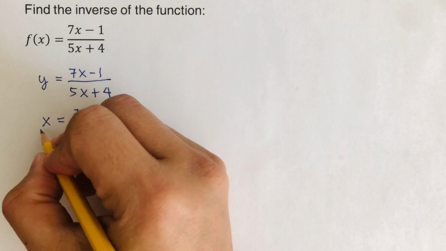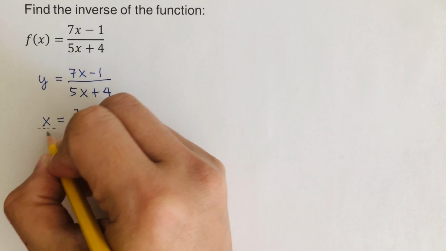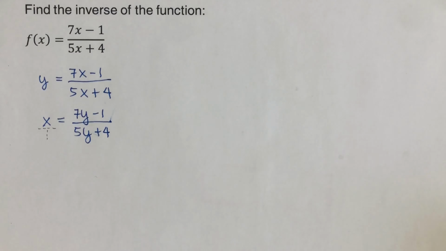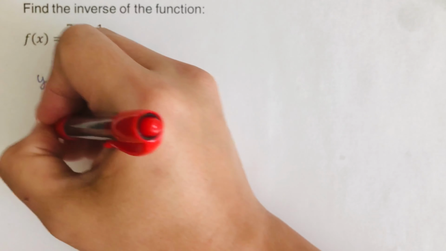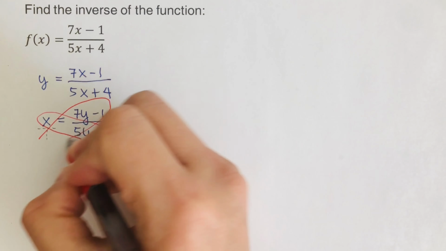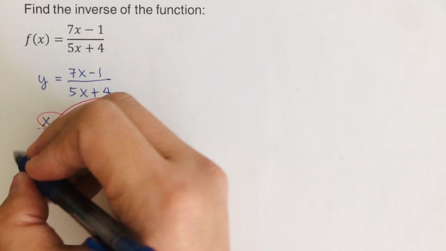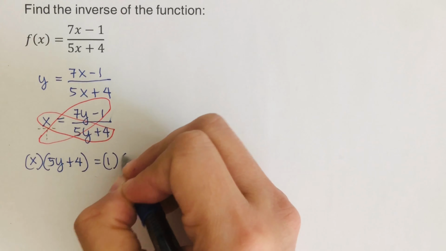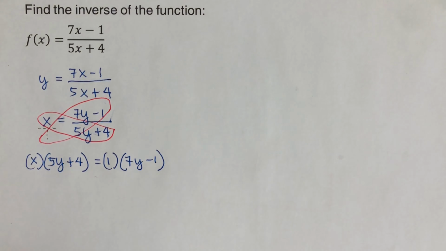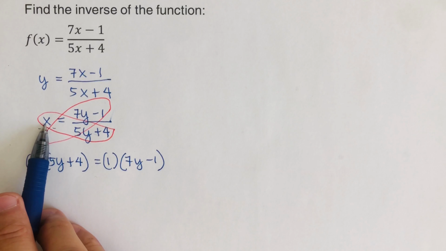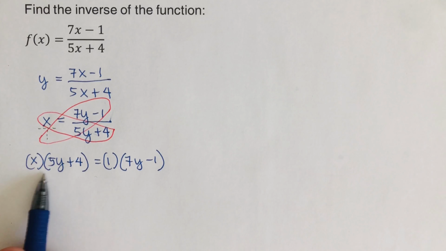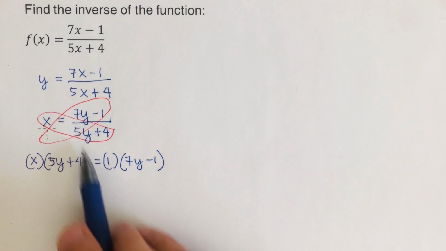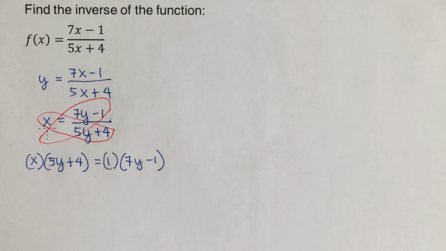So please remember that this x is an invisible denominator of 1. So then we can go ahead and cross multiply these two and these two. So then we can go ahead and rewrite this as... okay, so what I did was I paired it up. The x will be multiplied by 5y plus 4. And then the 1 will be multiplied by 7y minus 1.